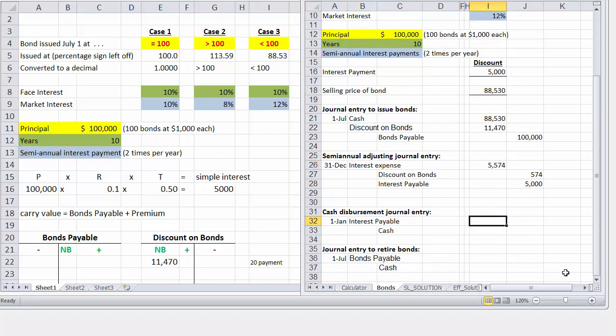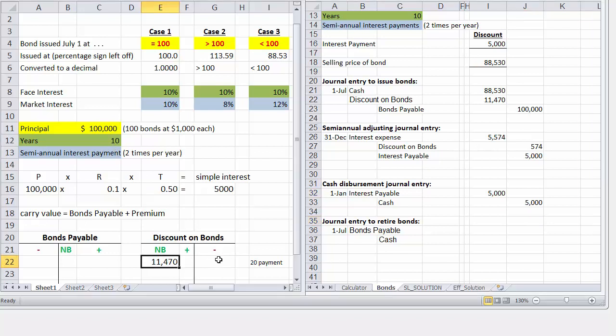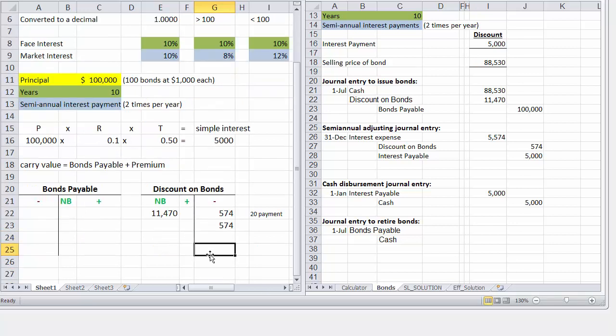And then when we actually pay it, again, it will be the amount of the payment, which is $5,000, the same for all 3 cases. And then we get down to the entry to retire it, which will be done 10 years after the date of issuance. Keep in mind that every single payment period, so every 6 months, we allocate $574, and we'll keep doing that until eventually we get the balance down to 0.